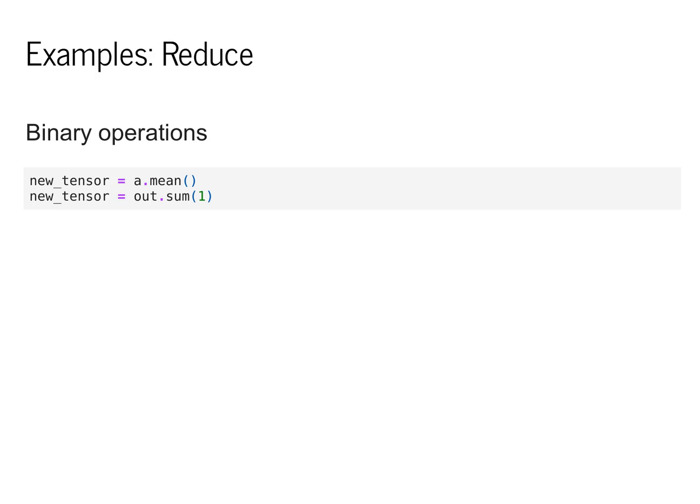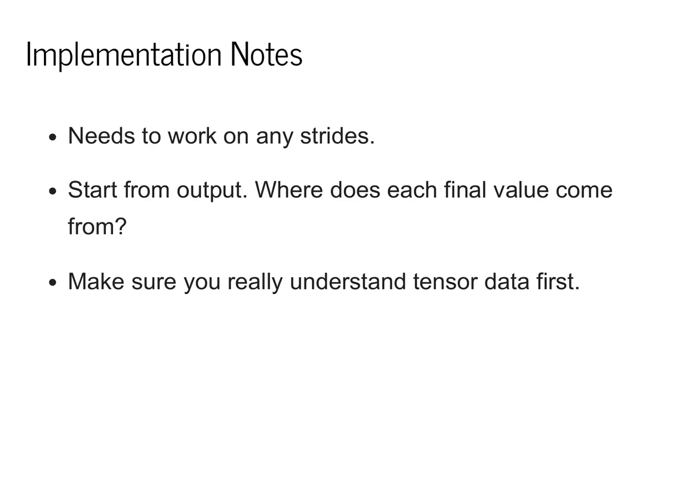If we give no arguments, then it returns a tensor of shape 1. If we give one argument, it reduces the given dimension. So we can apply it in either case, and they shouldn't be too hard to determine the distinction. A couple implementation notes when you're building this yourself.